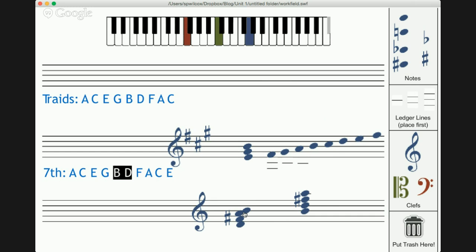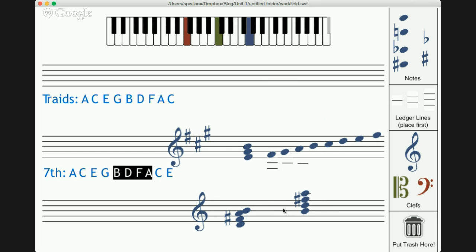So inversions for seventh chords are admittedly more complicated. We have a root position, and then a first inversion, which is called a 6-5, a second inversion, which is a 4-3, and a third inversion, which is a 4-2. So it's the kind of thing where you just have to make yourself some little references and keep track of how to find these things and how to work around it.